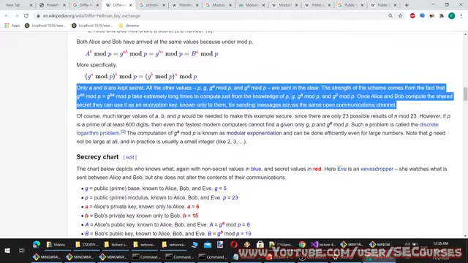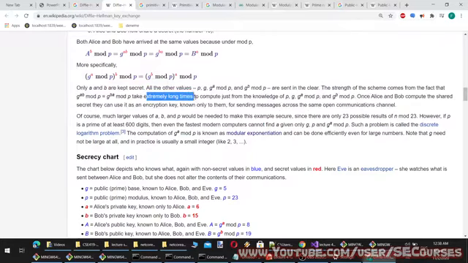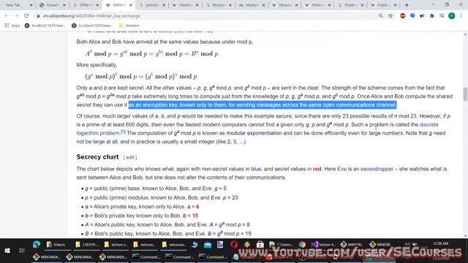Okay, let's then read more. Only A and B are kept secret. All the other values, P, G, Ga mod P, and Gb mod P, are sent in the clear. The strength of the scheme comes from the fact that Gab mod P equals Gba mod P, and these take extremely long times to compute just from the knowledge of P, G, Ga mod P, and Gb mod P. Once Alice and Bob compute the shared secret, they can use it as an encryption key, known only to them, for sending messages across the same open communications channel.